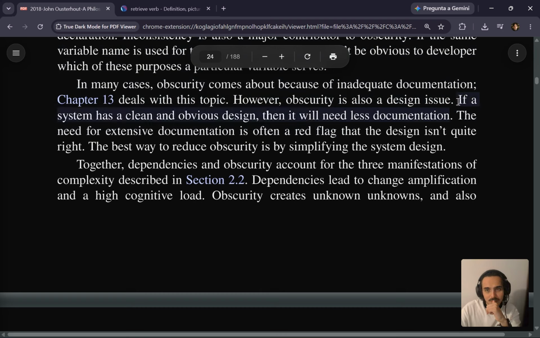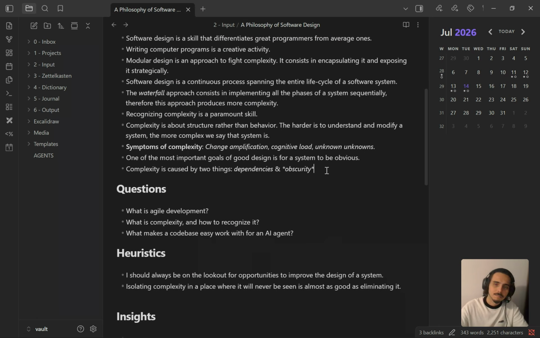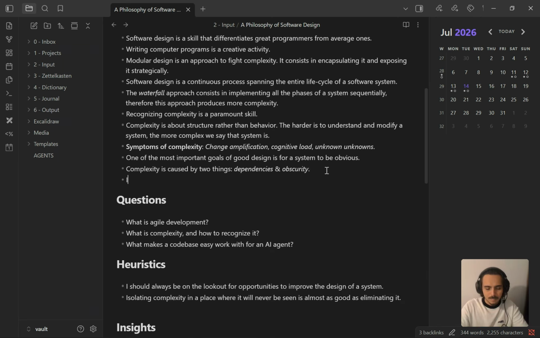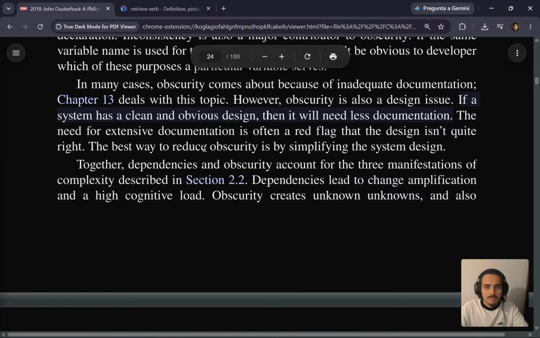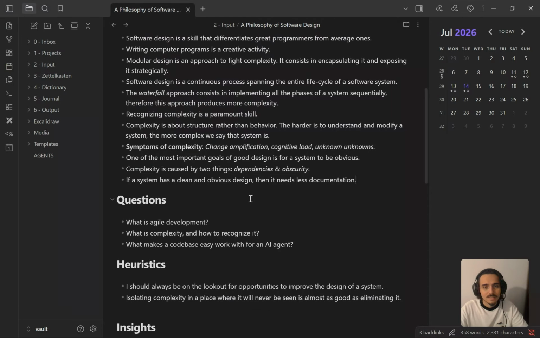This is an interesting statement. It might be a heuristic. I don't know. For now, if a system has a clean and obvious design, then it needs less documentation. The need for extensive documentation is often a red flag that the design isn't quite right. Red flag.